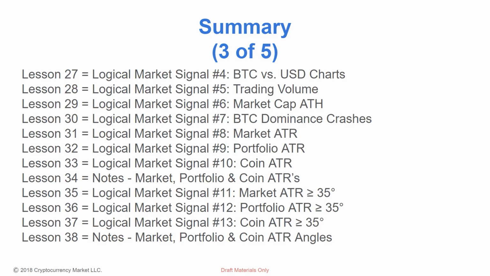Signal number 7 is the Bitcoin dominance crashes, to what level and how low it goes, and by looking at the previous markets and see how low it goes so we can determine where to take profits in this current bull market. Signal number 8 is the market average true range, otherwise known as the ATR. Signal number 9 is the portfolio average true range, and then signal number 10 is the coin average true range.